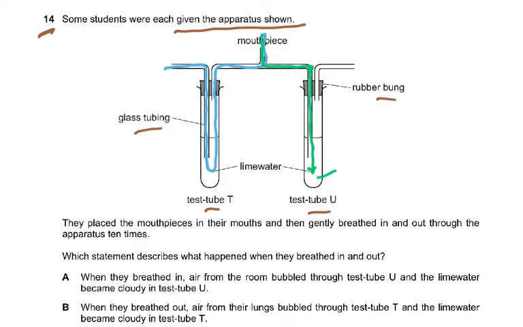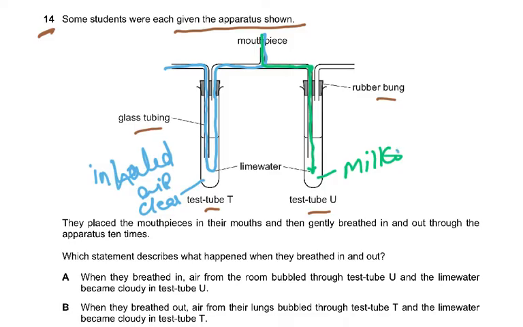And this lime water will turn milky, because it is the exhaled air. This is the inhaled air, so this lime water remains clear. This one remains clear, and this one will turn milky or cloudy. Then the exhaled air goes in here and out of here. This is the way you've got to understand it: inhaled air coming in. I've explained this to you in my videos on this chapter. They place the mouthpieces in their mouth and they gently breathe in and out through the apparatus 10 times.